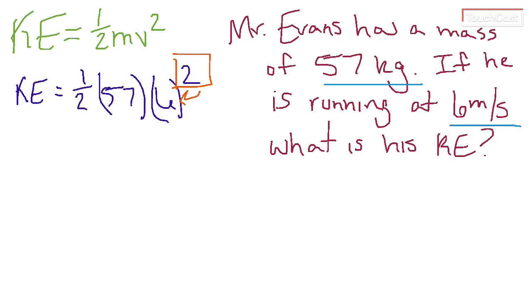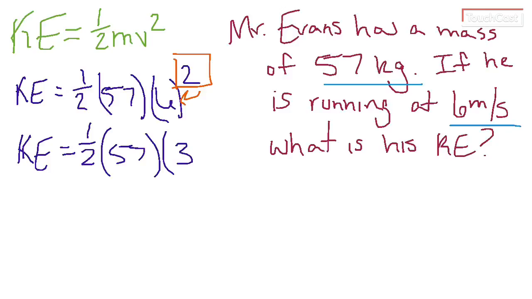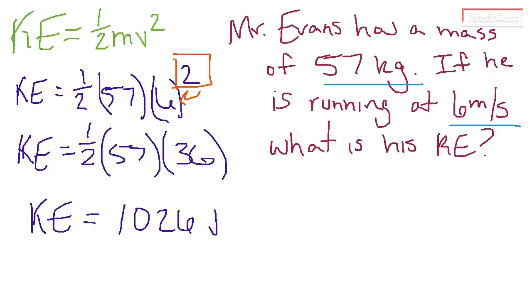Right now I have 6 squared, so I'm going to solve for 6 squared. Kinetic energy equals 1/2 times 57 times 36, because 6 squared is 36. From there I just multiply straight across, 1/2 times 57 times 36, and my kinetic energy is 1026 joules. Because of my mass and my velocity, that's how much energy I have.